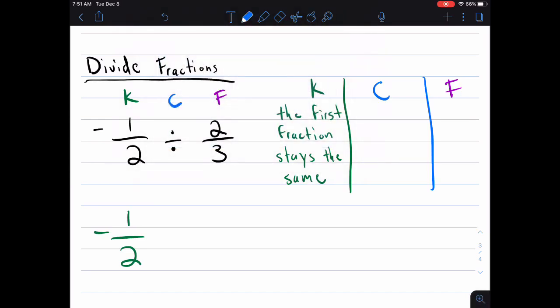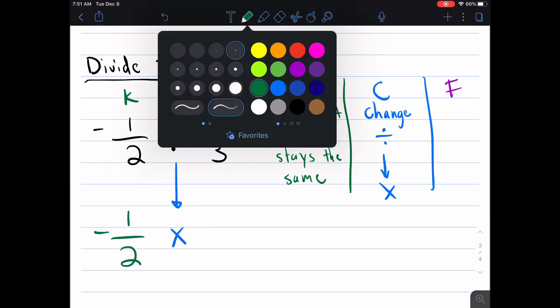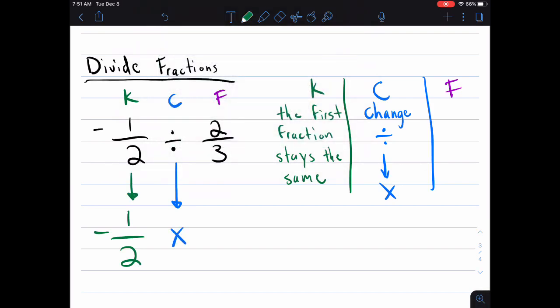Remember, C is change. Vamos a cambiar from division to multiply. So division to multiply. Vamos a cambiar de división a multiplicación. And F means flip. ¿Qué significa flip? Vamos a voltear. We're going to flip the second fraction. Vamos a voltear la segunda fracción. So 2 over 3 is now 3 over 2.